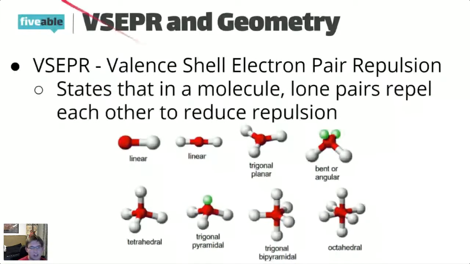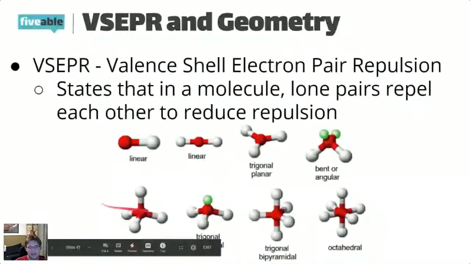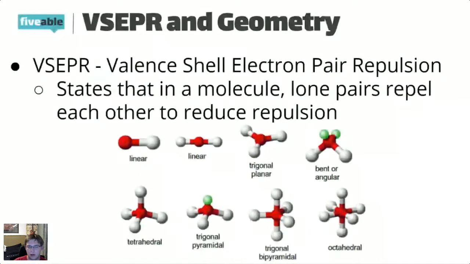When we're talking about molecular geometry, hybridization has a direct relationship. So let's first start talking about VSEPR. VSEPR stands for valence shell electron pair repulsion, and all it states is that in a molecule, electron pairs repel each other to reduce repulsion. It may sound a little weird, but basically they will repel themselves just until they can get as far away from the others as possible. And that depends on what type of bond we're looking at and what type of orbitals we're going to be looking at.